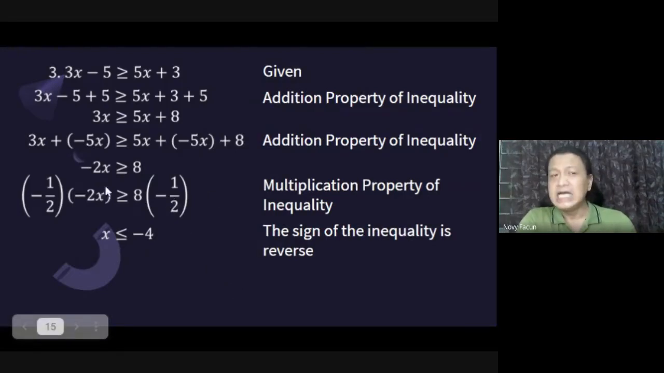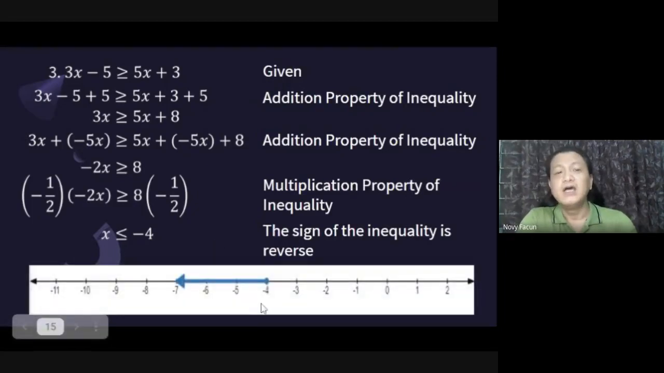That is the rule. Kapag negative ang ating numerical coefficient, when we talk about the numerical coefficient, yun yung katabi ng letter natin. Yun yung variable. So kailangan natin i-reverse ang kanyang symbol ng inequality. Kaya x is less than or equal to negative 4.